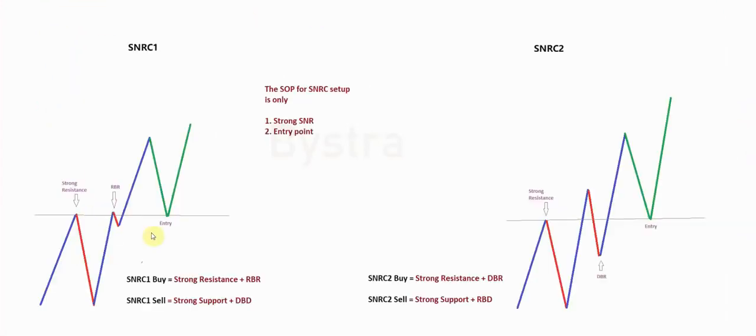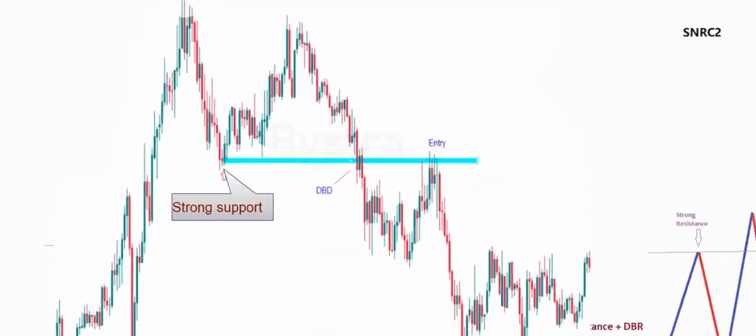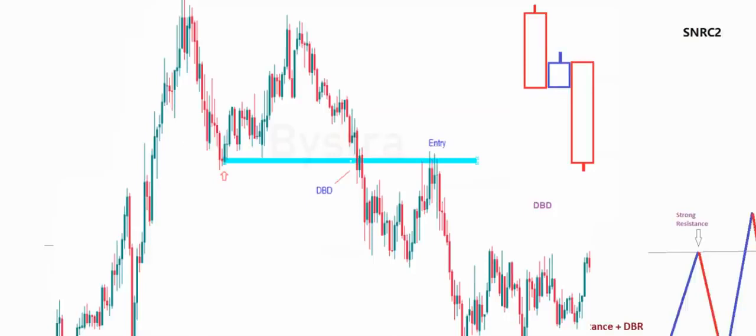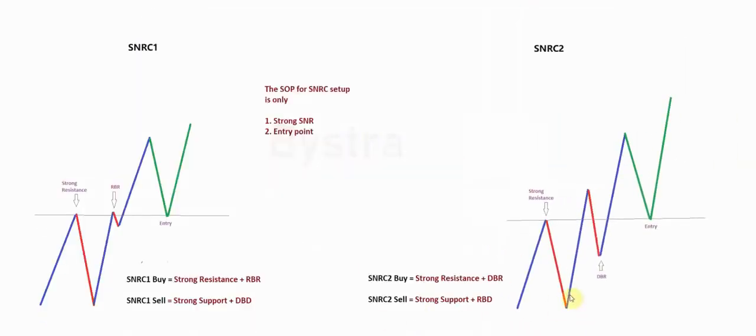And remember, the strong resistance and the rally-base-rally must be in the same line. This one cannot be on top, this one cannot be too low. No. And for SNRC1 sell, there must be a strong support and a drop-base-drop. The SOP is still the same. And next we move to SNRC2.